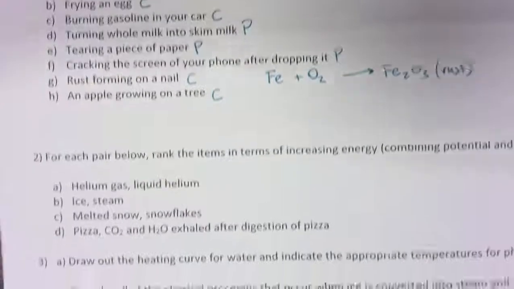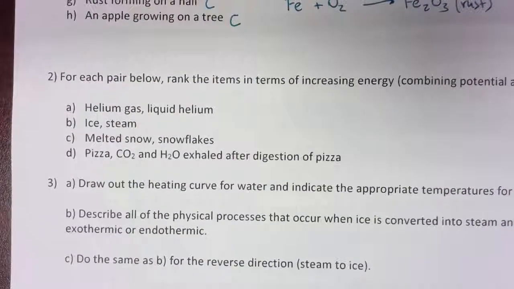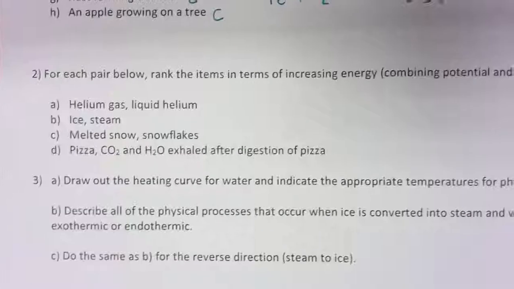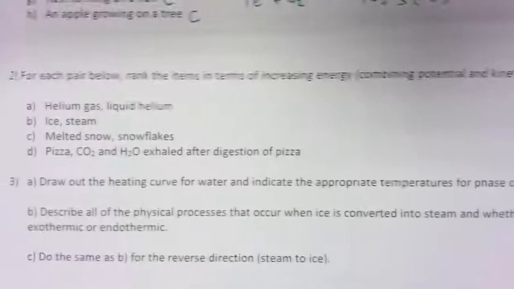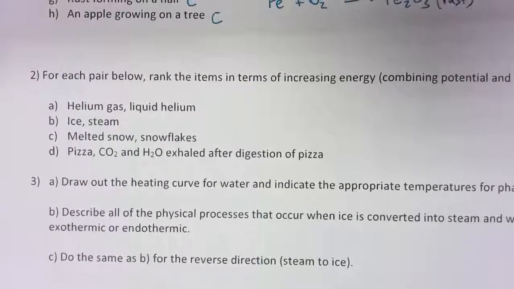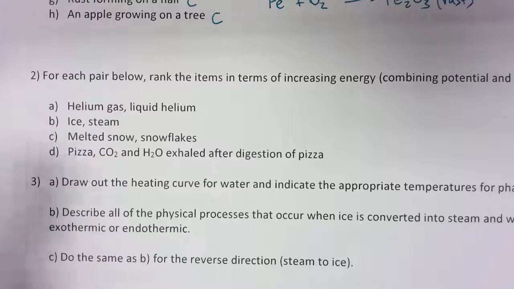Let's move on to number 2. For each pair, rank the items in terms of increasing energy, combining potential and kinetic. What I'm getting at with this one is I want you to think about all of the types of energy that are possible, especially with D. It's not really so much important with A, B, or C, but with D it will be. We'll talk about that when we get there.